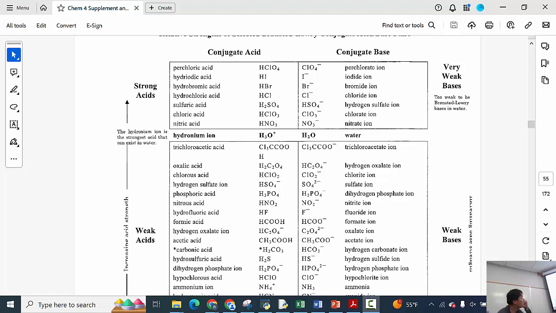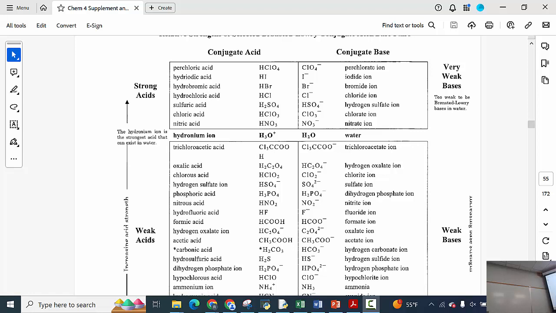All right, this is a ranking of the acids. This is the Chem 4 supplement, and this supplement has some additional information here. Here we have hydronium. Hydronium is at the border between strong acids, which are above here, and weak acids, which are below. The weak acids are ranked in order of strength.